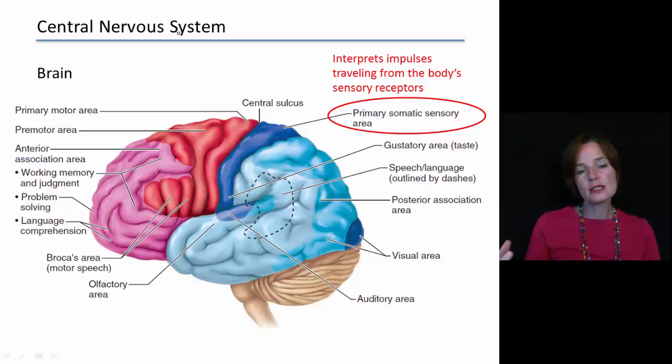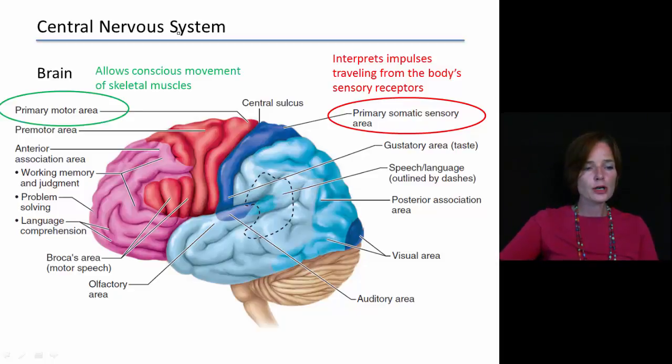We do have the primary somatic sensory area. This is responsible for interpreting impulses that come in, impulses that travel from the body's sensory receptors. So they're bringing information to the primary somatic sensory area. Another part to point out is the primary motor area. The primary motor area allows conscious movement of the skeletal muscles. So when the information comes in, this is what we use to actually control the output that we get.